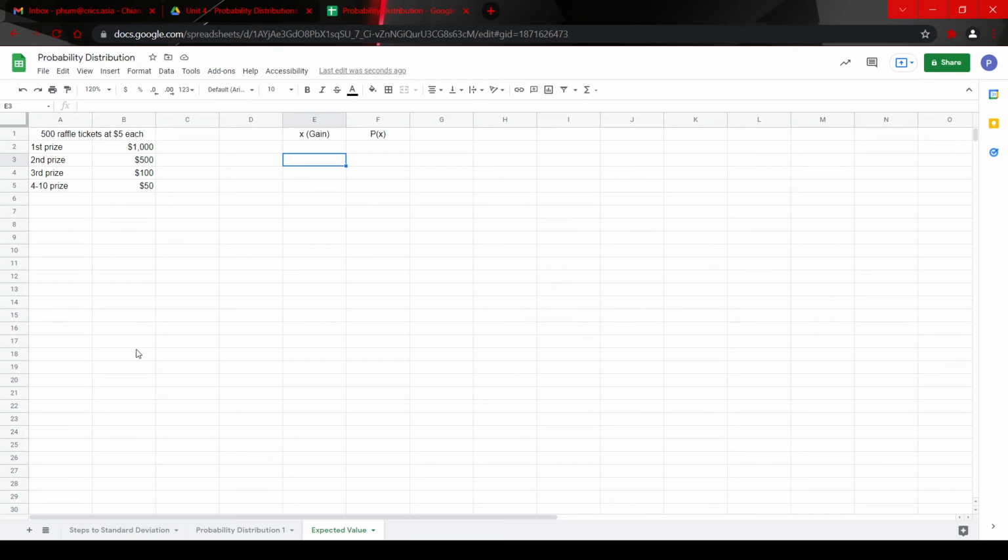Let's move on to expected value. So let's say we have 500 raffle tickets at $5 each. And if I buy one raffle ticket, how much money should I expect to gain? So this is kind of a question that regards expected value, right? How much do I expect to gain? So let's look at a few options here.